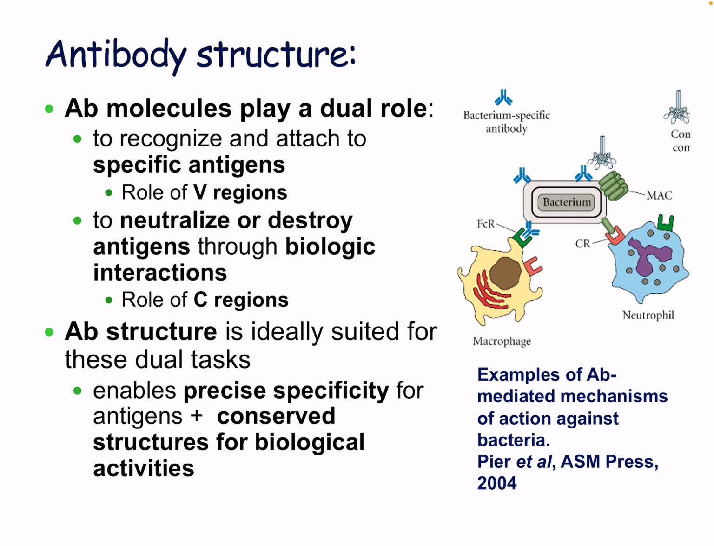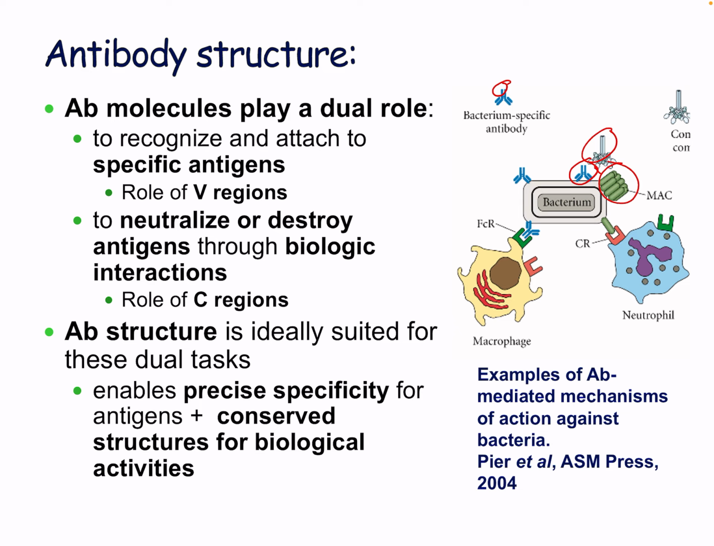So antibody molecules play a dual role. They recognize and attach to specific antigens, which is the role of the variable region. They also neutralize or destroy antigens through biologic interactions, through the role of the constant regions. Our constant regions, also called the Fc region, are where other cells come and bind to antibodies. So we have an antibody stuck to a bacterium here, which attaches complement, then the complement cascade follows. This is our classical pathway. Then we have the formation of MAC, the membrane attack complex.